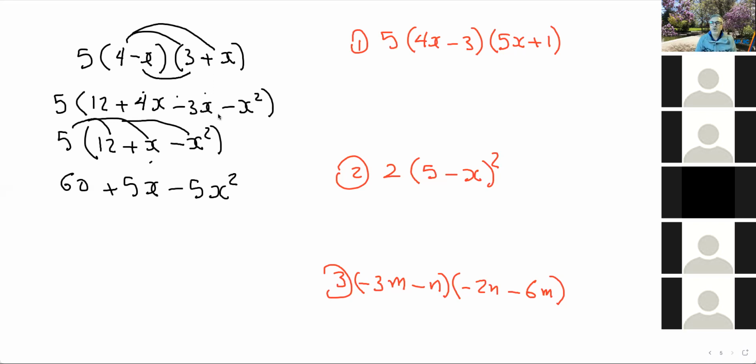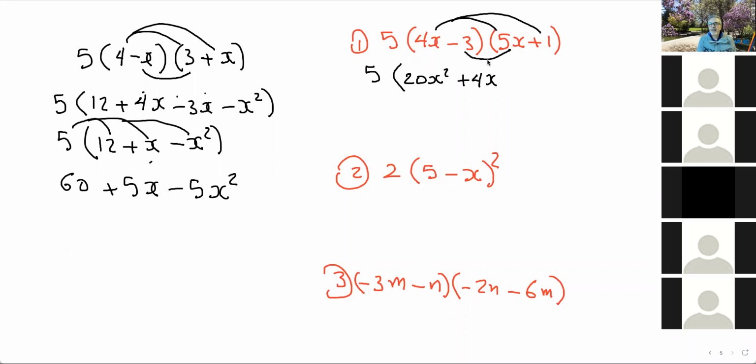Okay, so in the first one, keep the 5 out of it for now. Start foiling this. 4 times 5 is 20, and it's going to be x squared because x times x. 4x times 1 is plus 4x.